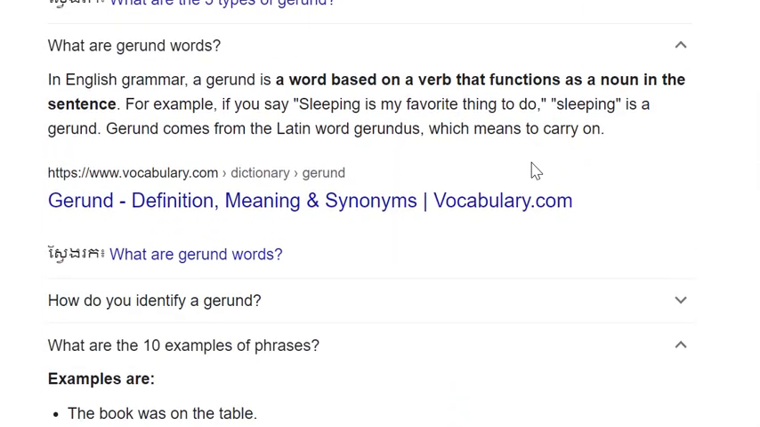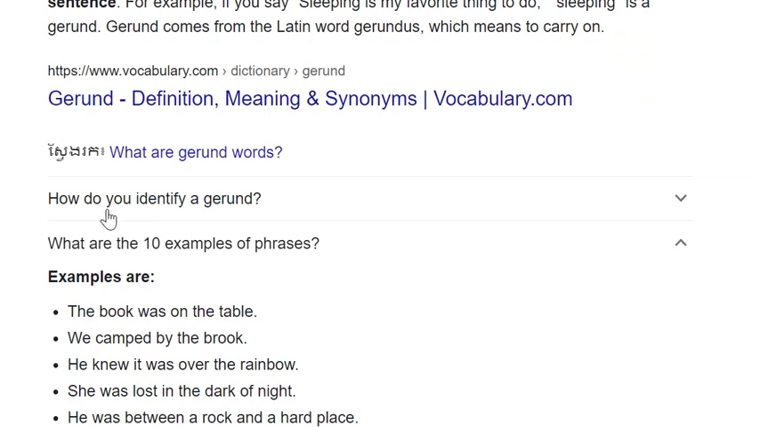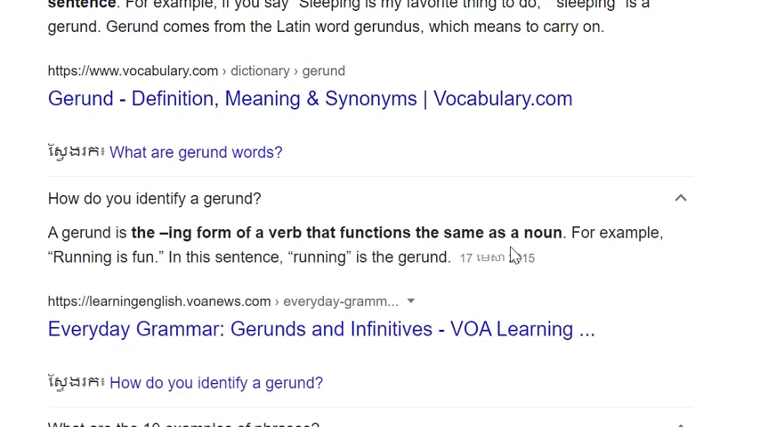How do you identify a gerund? A gerund is the ing form of a verb that functions the same as a noun. For example, running is funny. In this sentence, running is a gerund. So a gerund is a noun.